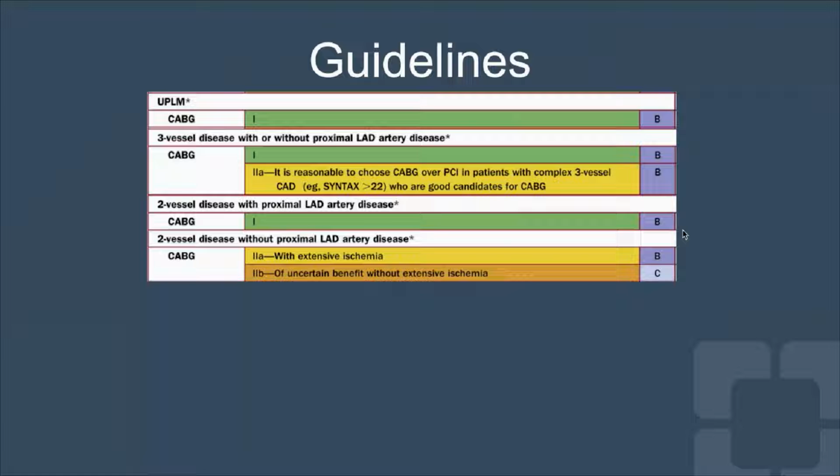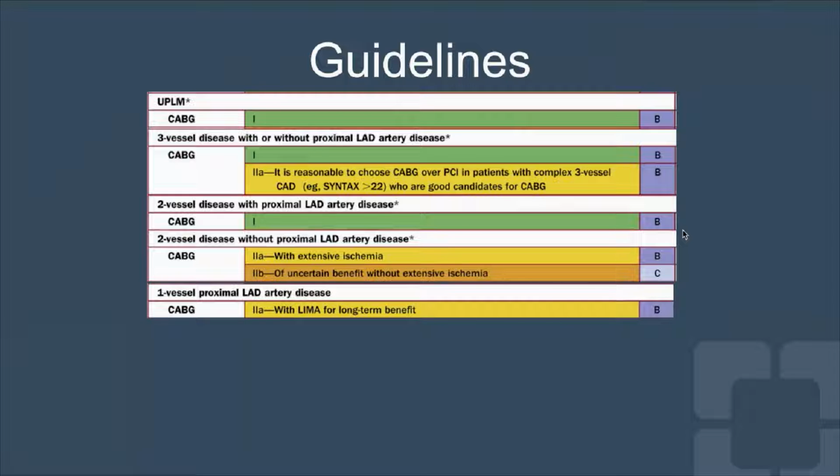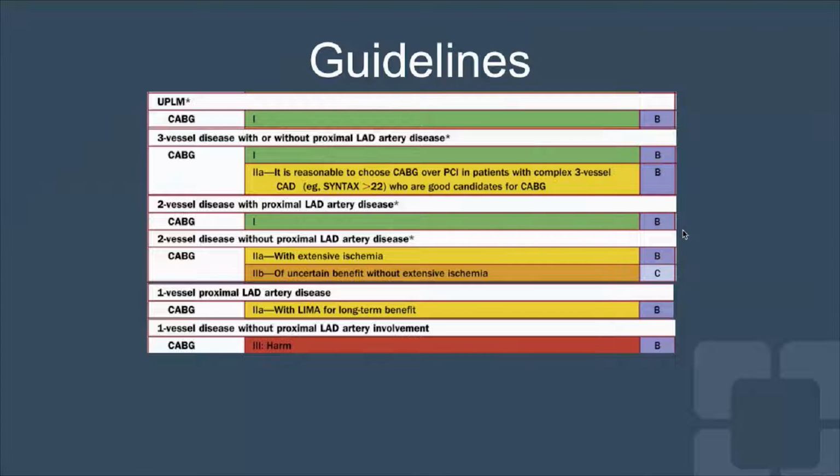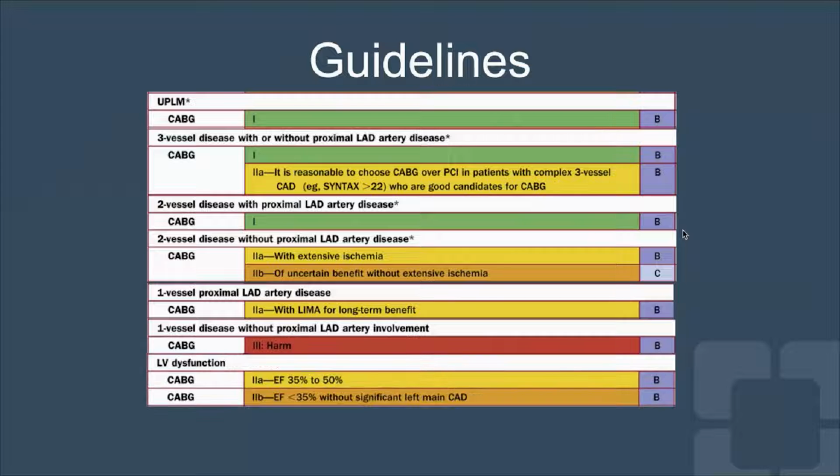Patients with two vessel disease without proximal LAD disease, but who have extensive ischemia on testing, carry a 2A recommendation, and those without extensive ischemia carry a 2B recommendation. Patients with proximal LAD disease carry a 2A recommendation when the LIMA can be used, and for patients without proximal LAD disease but with only single vessel disease, CABG should be avoided, and PCI would be a better alternative in these patients.